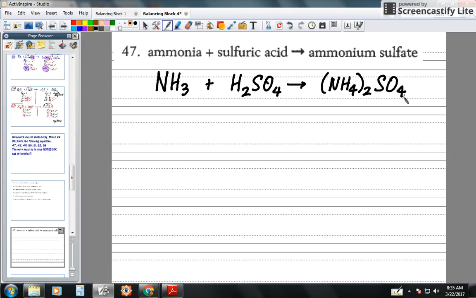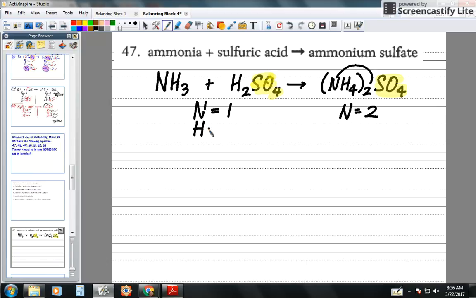This is a perfect opportunity to take a look at some of these polyatomic ions and count them together as a group. For example, we're going to take sulfate and count that as a group because it remains intact on both sides of the equation. So let's start counting. On the reactant side, we can see that there's one nitrogen, while on this side, we can see that there are two.